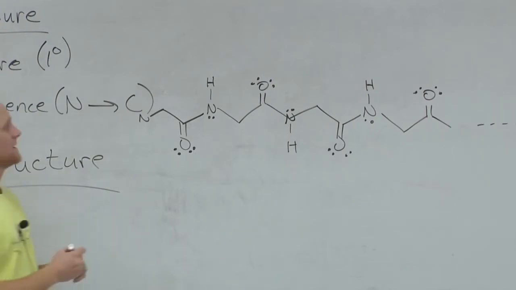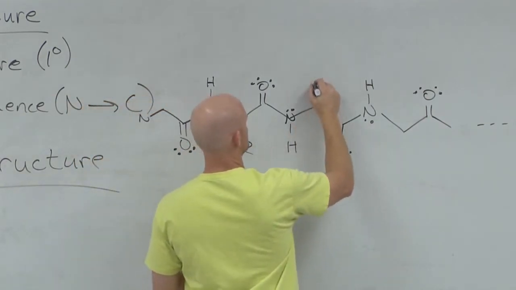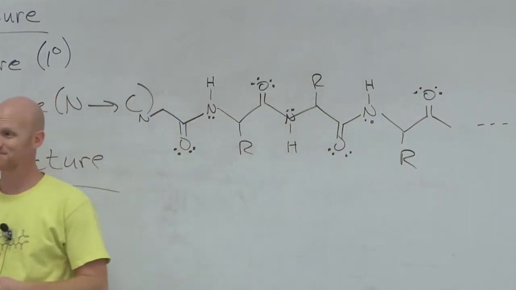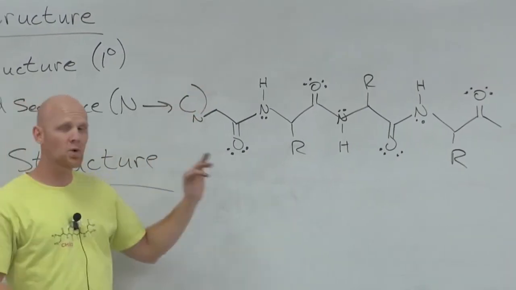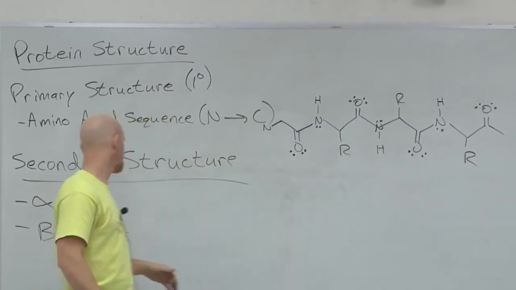It's the backbone. Notice, are the R groups part of this at all? Not this part. The R groups will be involved later, but for secondary structure, we're only talking about the backbone, not the R groups. So in this case, your alpha helix.